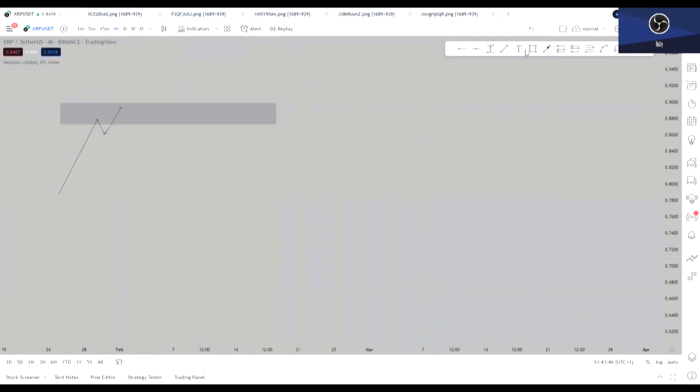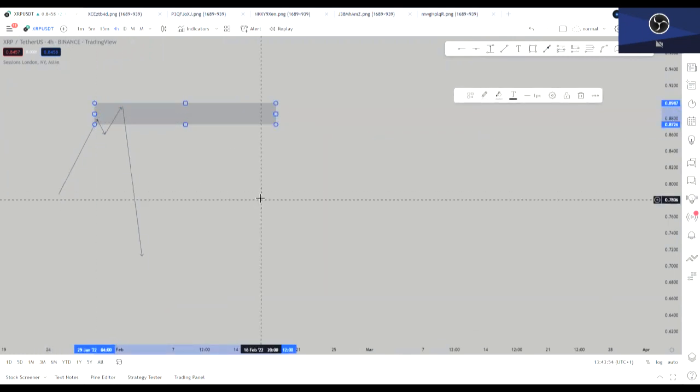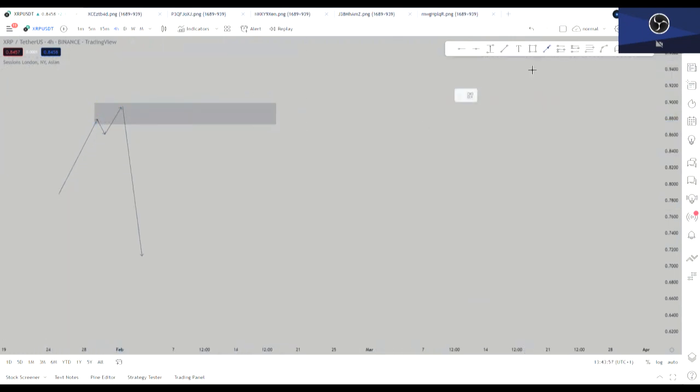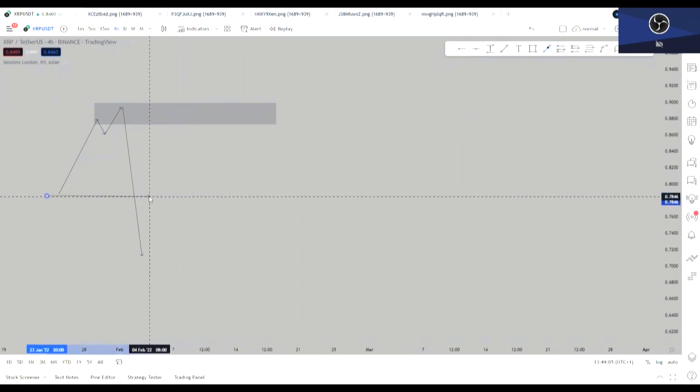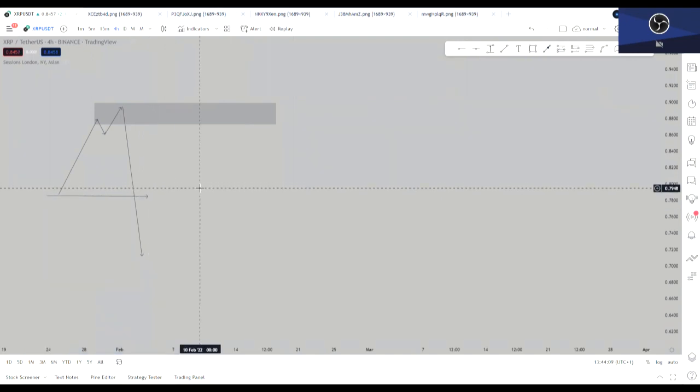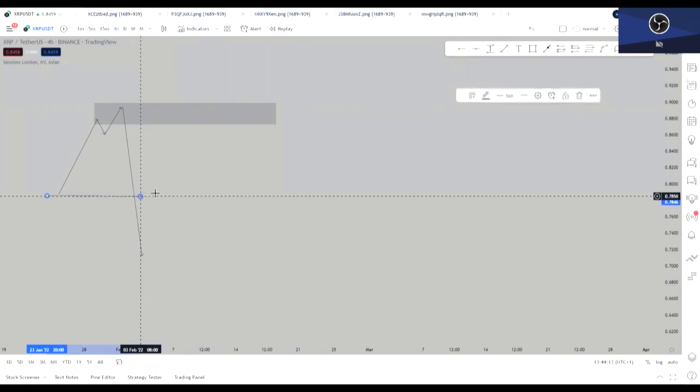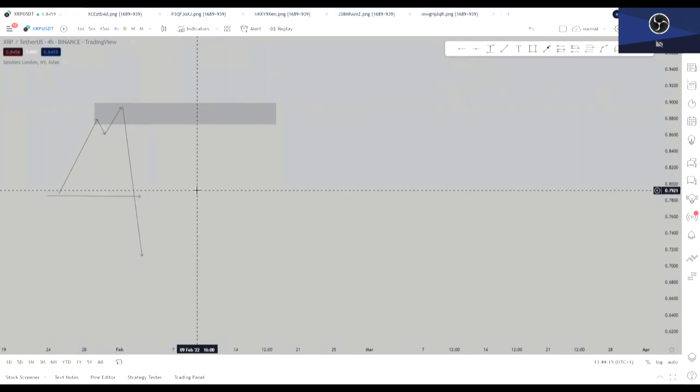So how do we identify a supply zone? It's very, very easy. To identify a supply zone, we want to see price breaking something to the left, so breaking a previous low to the downside. And this can be on any time frame, on the lower time frames or the higher time frames. It just depends on which time frame is part of your system.